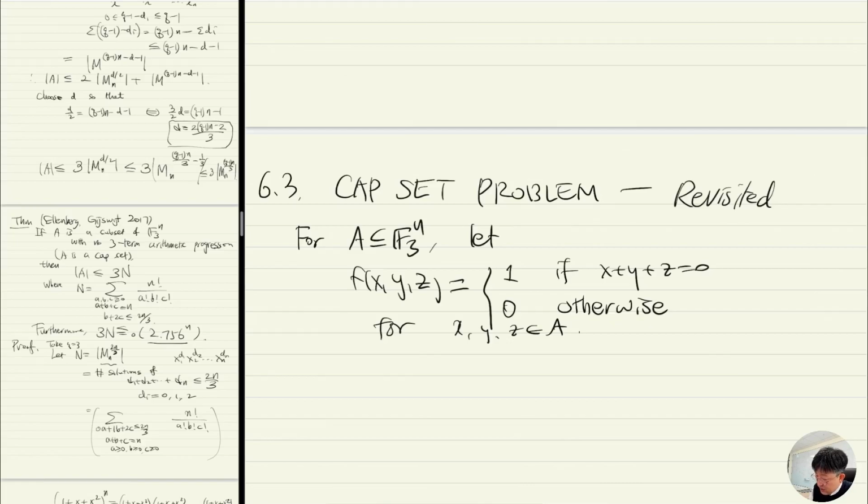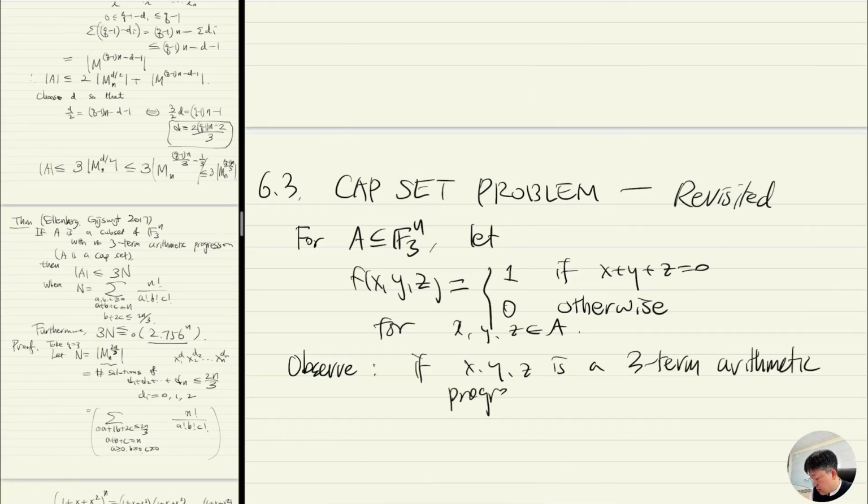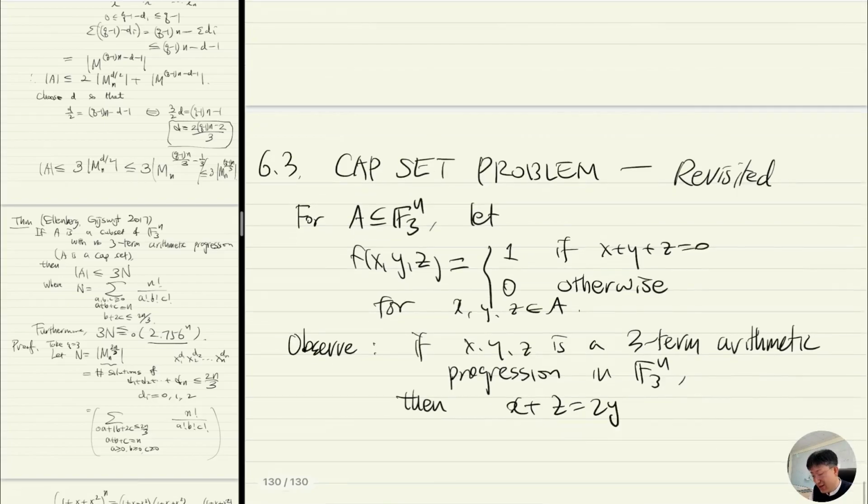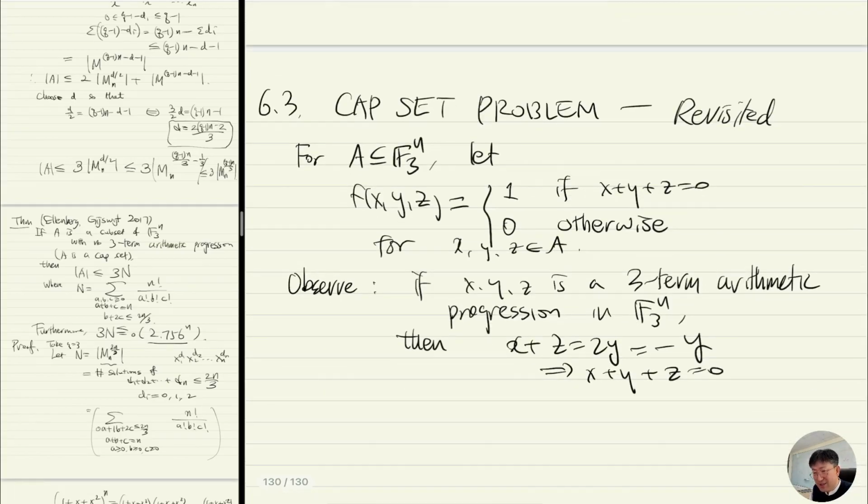Now, what we observe is, if x, y, z is a three-term arithmetic progression in F3 to the n, then what do you know? What we know is x plus z is twice y, right? But twice y is equal to minus y, so x plus y plus z is 0, right? So this means f(x, y, z) is 1.